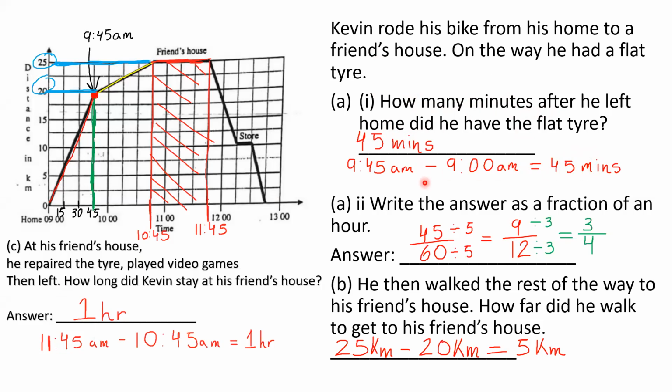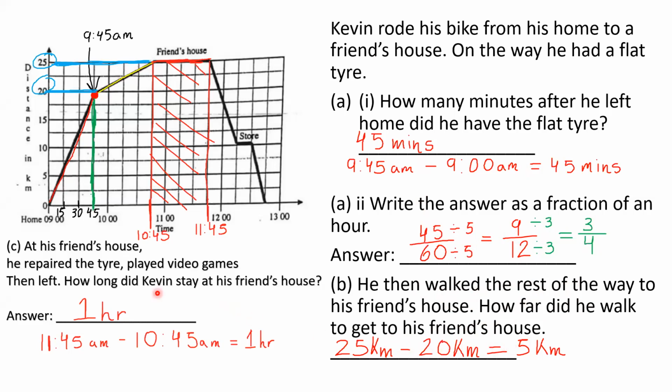B. Write the answer as a fraction of an hour. In order to do that, we'd put 45 over 60, then divide by 5, which equals 9 over 12, which can be simplified by 3, leaving us with 3 over 4. The final question reads, he then walked the rest of the way to his friend's house. How far did he walk? We subtracted 20 kilometers from 25 kilometers, leaving us with 5 kilometers.